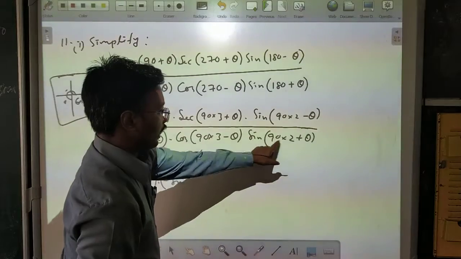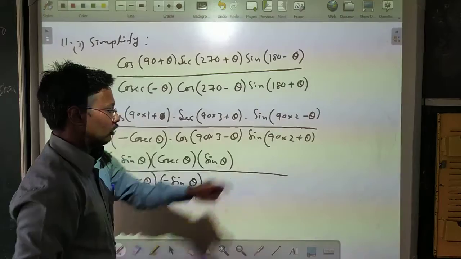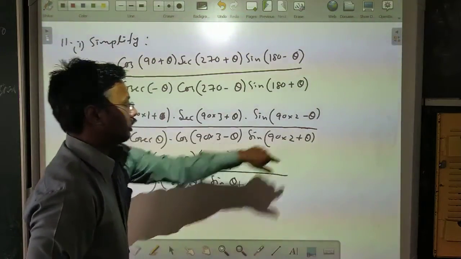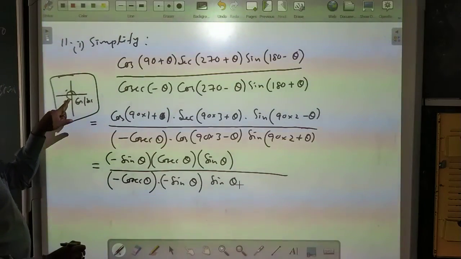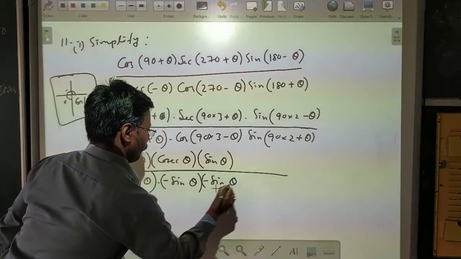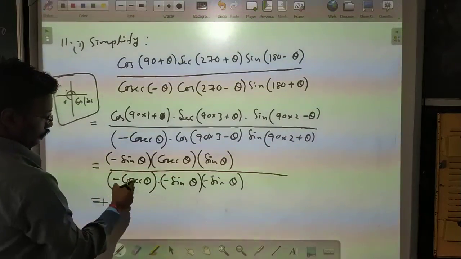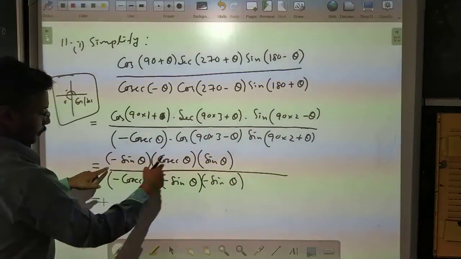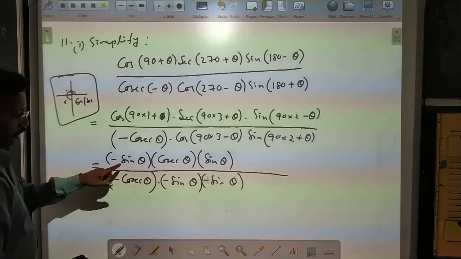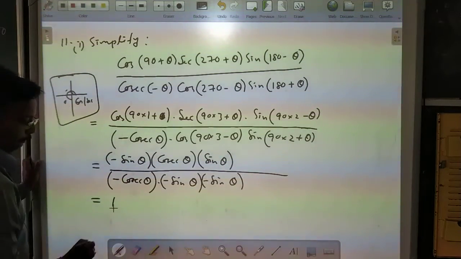Now we have sin 90 into 2 plus theta. So this number is even, therefore there is no change in trigonometric ratio. Therefore we get sin theta, and this angle is coming in the third quadrant. In the third quadrant, tan and cot are positive, not sin. Change the sign. So here we are getting minus sign. Out here also we are getting minus sign. Minus into minus into minus. And other terms are getting cancelled. Okay, so the answer is 1.